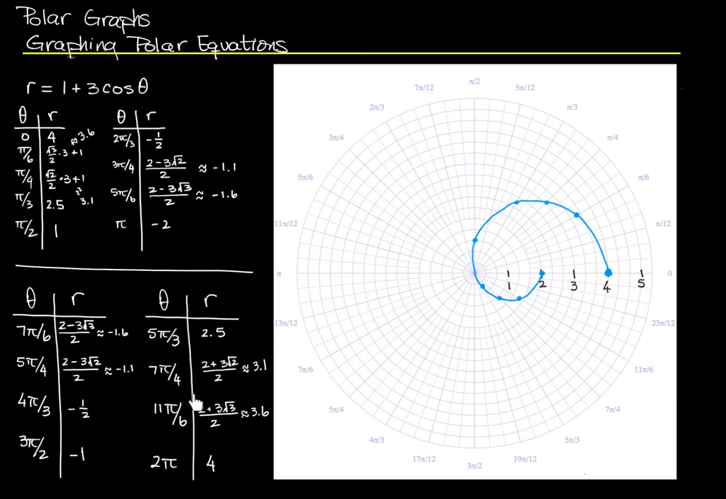In quadrants 1 and 4, my reference angle of pi over 4 is positive. So I get 2 plus 3 times the square root of 2 over 2. Anyway, that's how I found those values. I basically just copied them from here. Not quite. There was one difference here and one difference here.